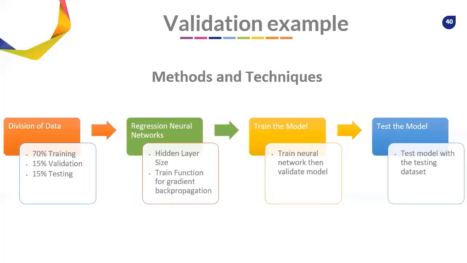Now, about the methods and techniques that were used, the data were divided as follows: 70% was used for training, 15% was used for validation, and the remaining 15% was used for testing. The regression neural network used a hidden layer size and was trained using a function for gradient backpropagation. Then the model was validated, and later it was tested using the testing dataset.